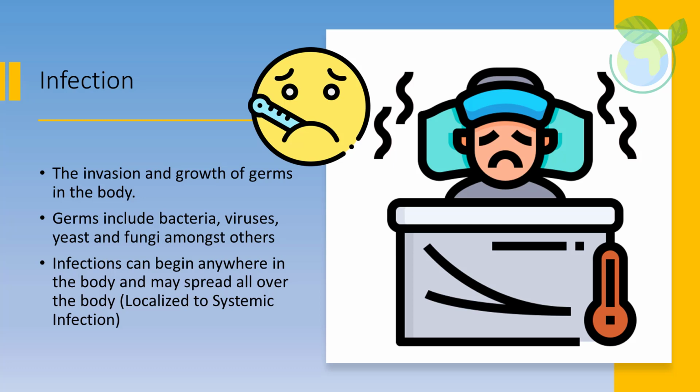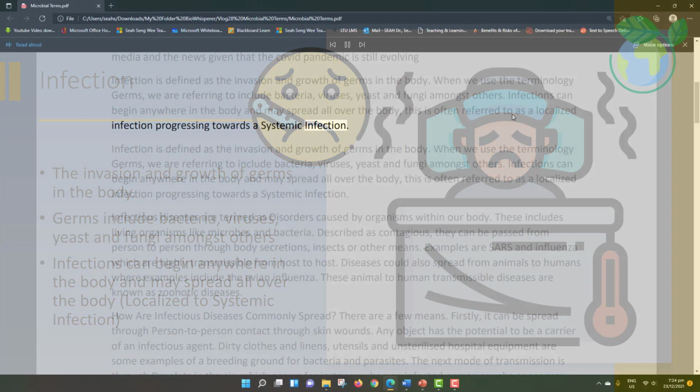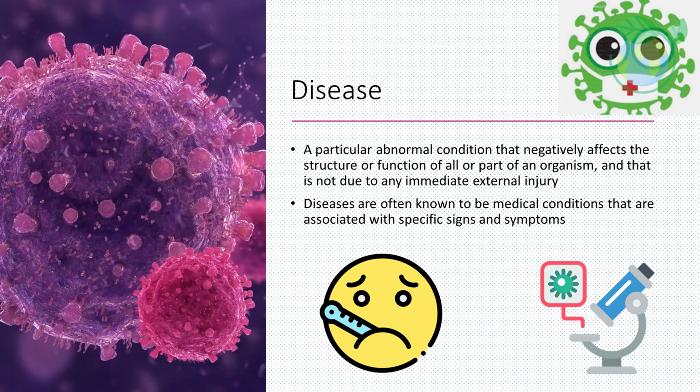Infections can begin anywhere in the body and may spread all over the body. This is often referred to as a localized infection progressing towards a systemic infection. Disease is described as a particular abnormal condition that negatively affects the structure or function of all or part of an organism, and that is not due to any immediate external injury. Diseases are often known to be medical conditions that are associated with specific signs and symptoms.